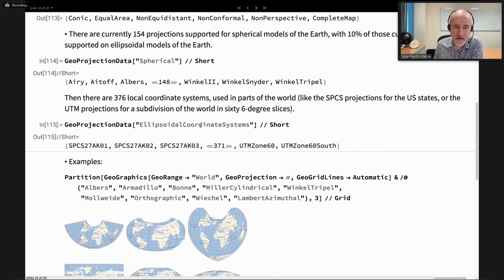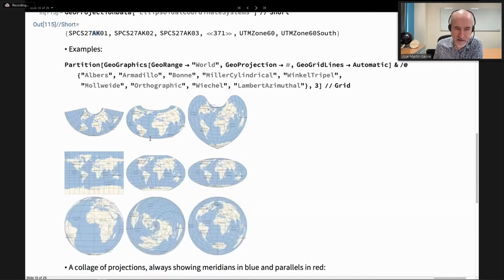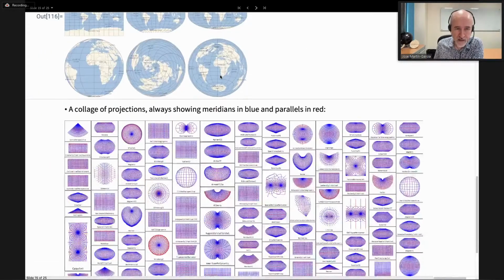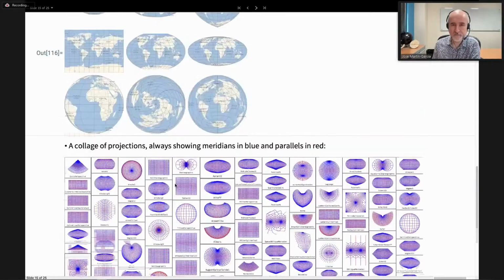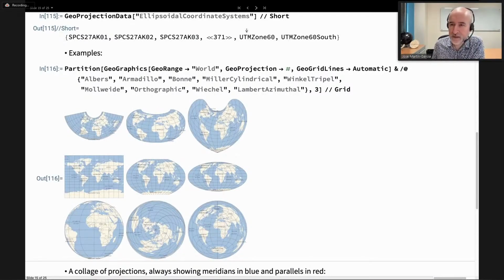And then we have local coordinate systems. These are the standard plane coordinate systems of the US. We have two collections, the ones given in 1927, and the ones given in 1983. And these are, for example, the ones for Alaska. So each state has a bunch of them. And these are kind of suggested projections to use for that state. So these are a few of the projections that we can use. And this is a collage of the shapes of the world for the 150 something projections on the sphere. Okay, so it's much fun to play with projections.